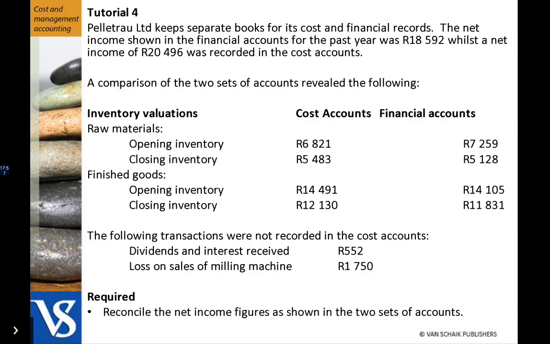Peretrao Limited keeps separate books for its cost and financial records. The net income shown in the financial accounts for the past year was 18,592, whilst a net income of 20,496 was recorded in the cost accounts. A comparison of the 2 sets of accounts revealed the following.